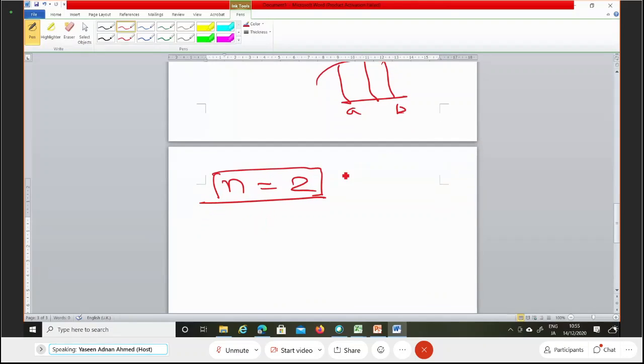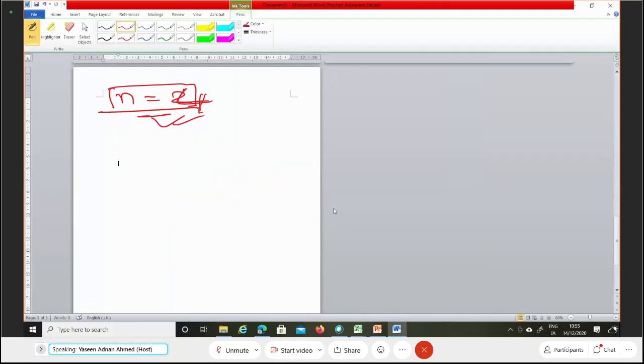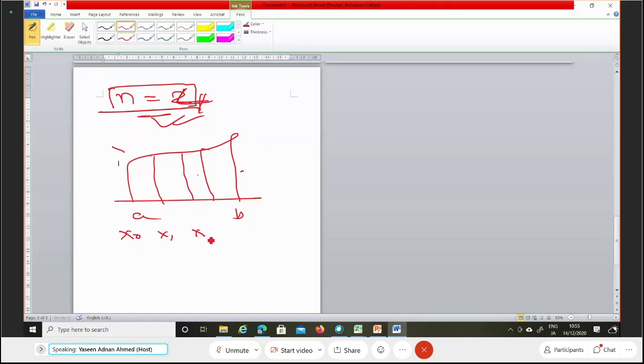But how about if they use n equal to 4? If they say n is equal to 4, it means that if you need to integrate from here, a to b, you need to have 4 strips: 1, 2, 3 and 4, right? Let's consider this is x0, x1, x2, x3, x4. So x0 will be a, x4 will be b, x1 will be x0 plus h. So you need to know what the h is here.